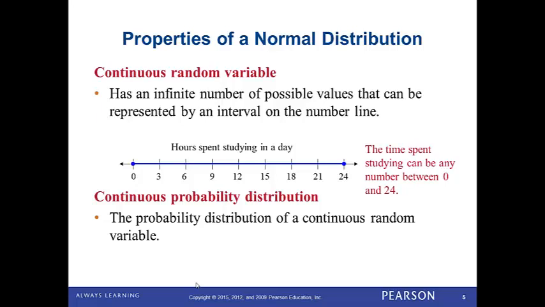Remember that a continuous random variable has an infinite number of possible values that can be represented by an interval on the number line. And they gave us the example hours spent studying in a day. Because time, hours, is continuous, you would graph it using your number line. Remember, the opposite of continuous was discrete. Discrete means I can count it on my fingers, one at a time. The continuous random variable goes along with the continuous probability distribution.